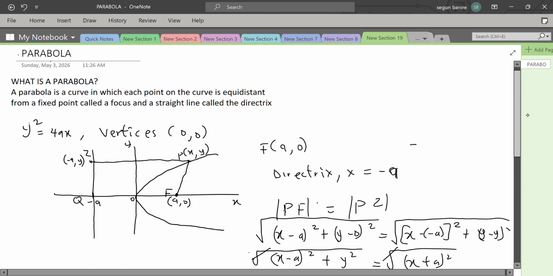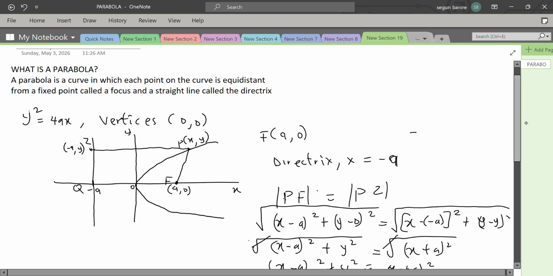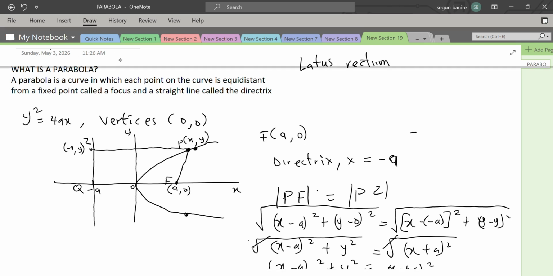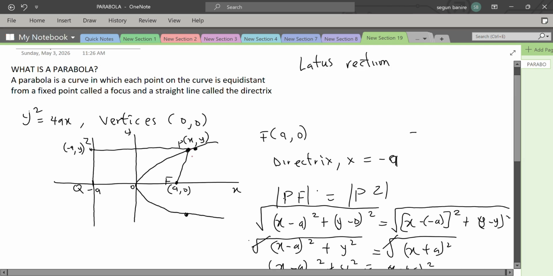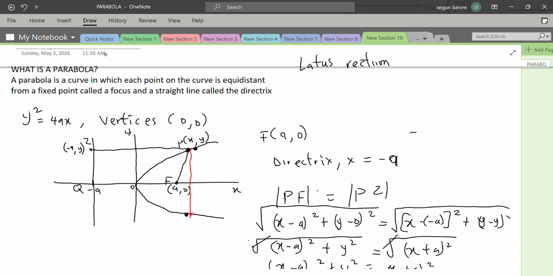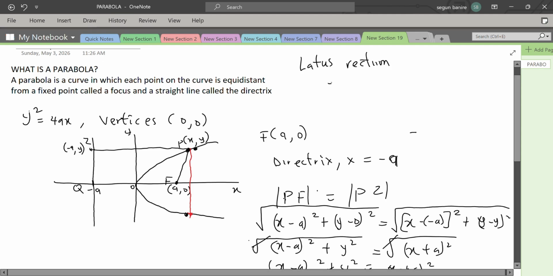All right, so yes, there is another thing we call the latus rectum. The latus rectum is all about the distance from this point to this point. So the distance is a straight line like this. That is what we call the latus rectum. The latus rectum has a formula. It is 4a. That is your latus rectum.